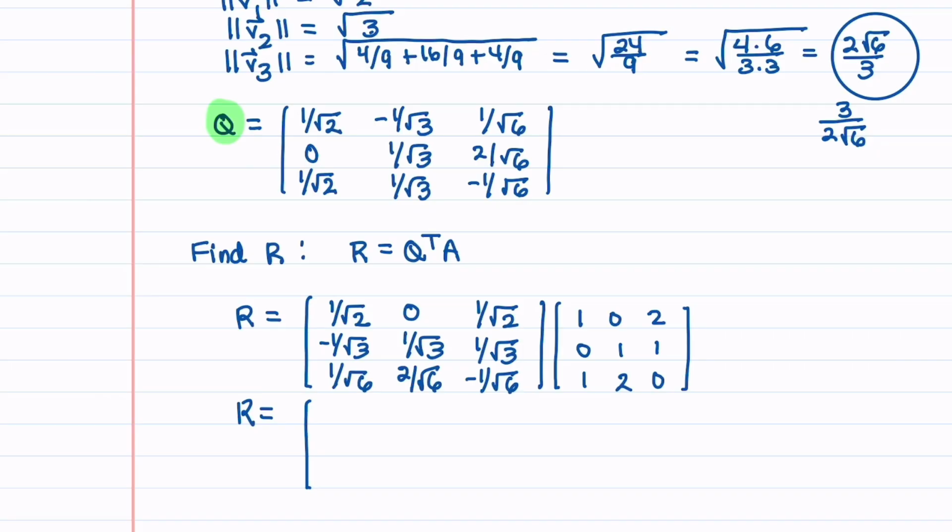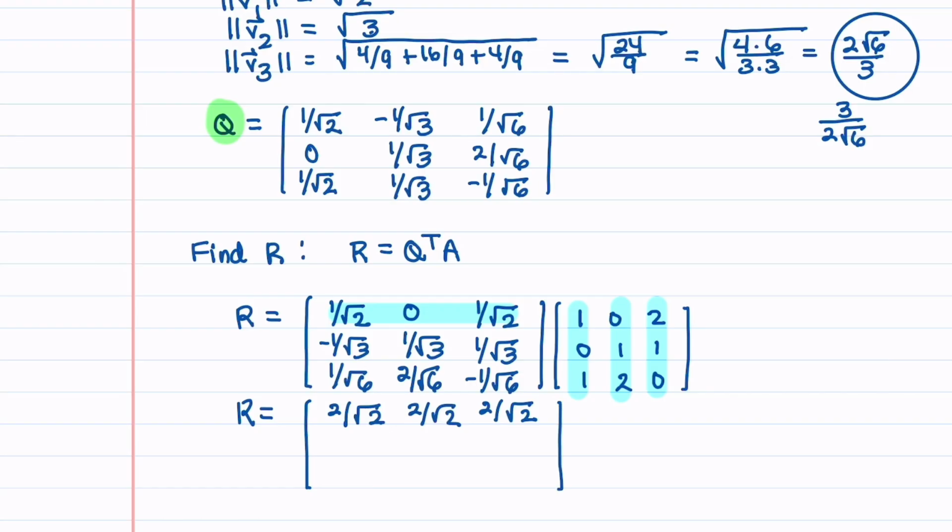We're going to start by multiplying this row by this column. We're going to get a 1 over root 2 plus a 1 over root 2, which gives us 2 over root 2. And then we multiply the top row by the second column, and that's going to give us a 0, and then a 2 over root 2. And then we're going to multiply by our third column. That's going to give us a 2 over root 2 plus a 0, so that's just 2 divided by root 2.